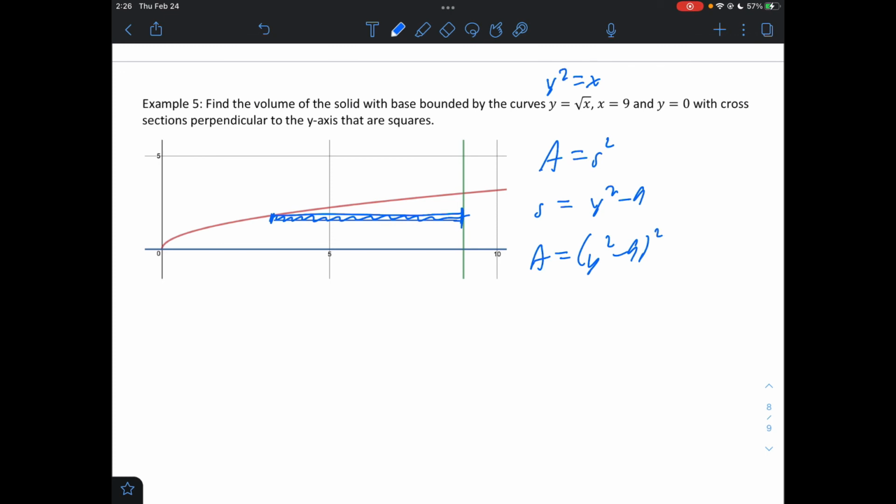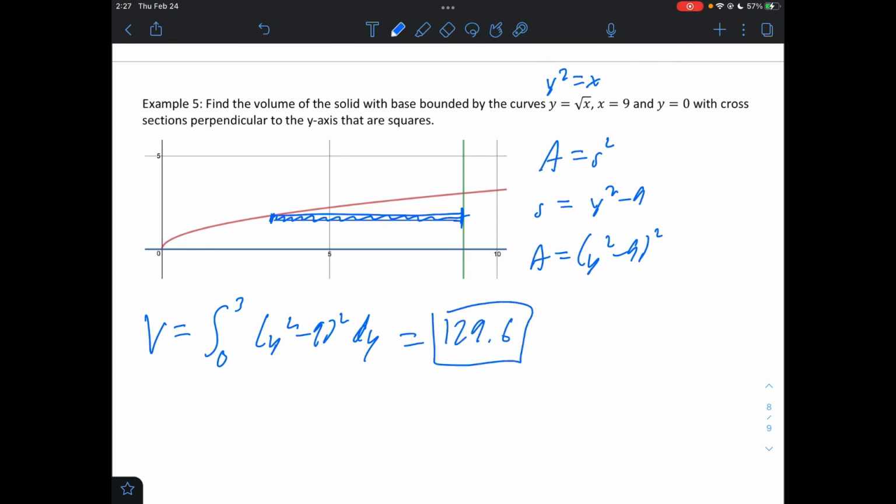So then our volume is going to be the integral from 0 to this number here, which is 3, the square root of 9, of y squared minus 9 squared, dy. All right, so in our calculator, 0 to 3 of, you can just use x squared minus 9 squared dx in your calculator, and we should be getting 129.6 or 648 over 5.